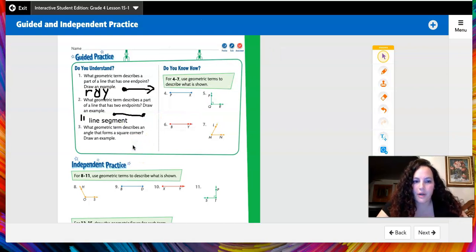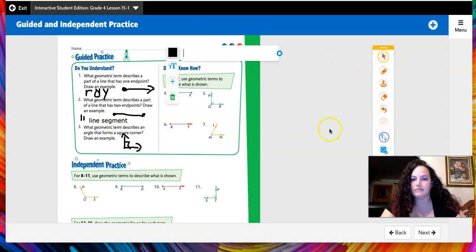Number 3, what geometric term describes an angle that forms a square corner? So we have an angle that forms a square corner. What is that called? That is called a right angle. Right angle.